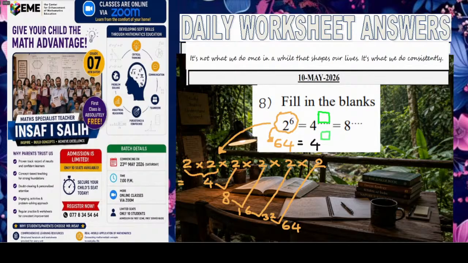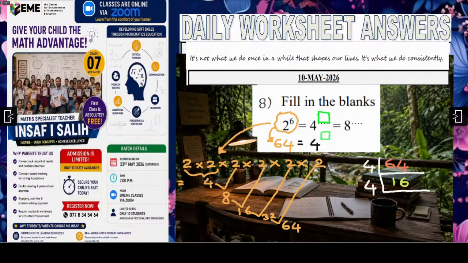So what do we do? We got to keep dividing 64 by the desired base. So we want 4 to be the base. So let's divide by 4. 64 divided by 4 is 16. There are 16 fours. You can do the long division and check. Then once again you divide by 4. You got to keep on dividing by 4 till you get 1.